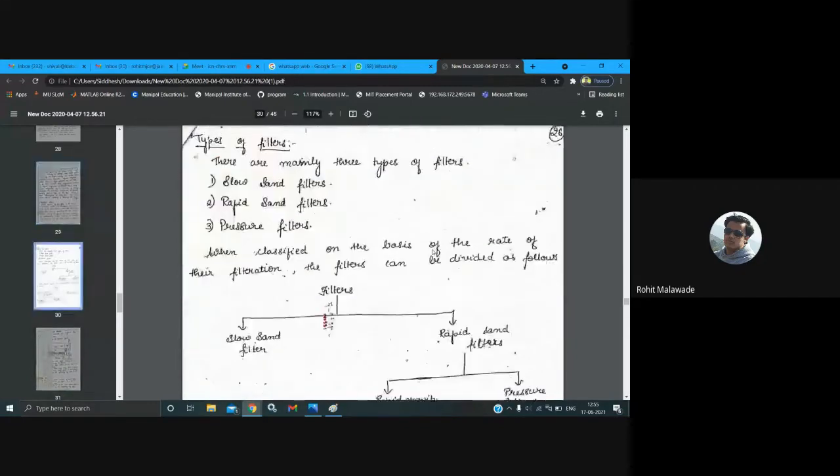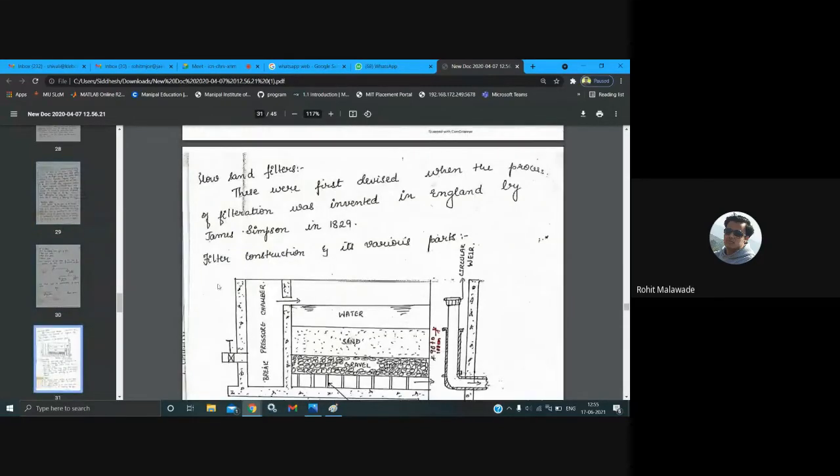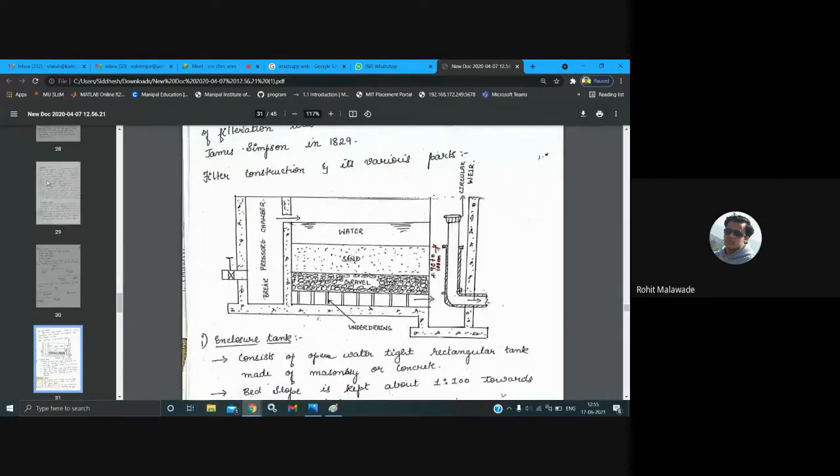Okay, so we will see how the water will come. Slow sand filters were invented in England by James Simpson in the year 1829. And in your exam, you are going to get a fixed question on this: with a neat sketch, explain the working of slow sand filter.